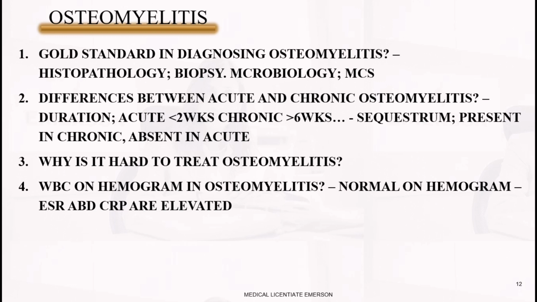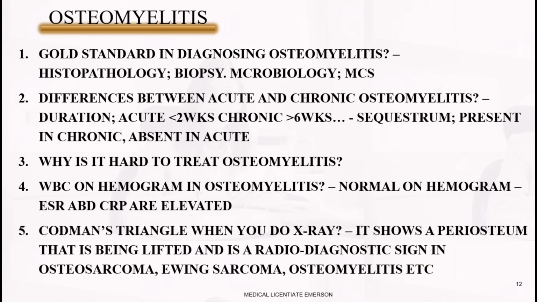Then WBC on hemogram in osteomyelitis. How is the white cell count in osteomyelitis? Normal on hemogram, then the ESR and CRP are elevated.